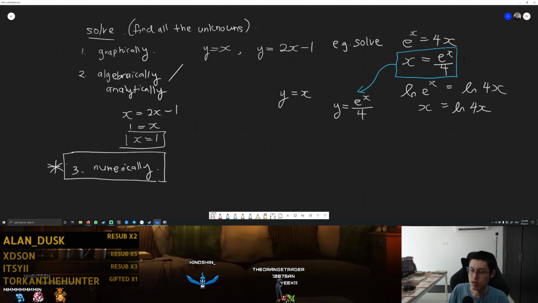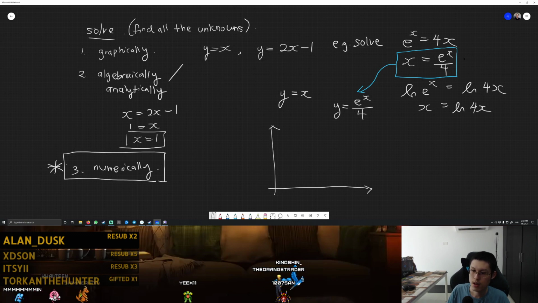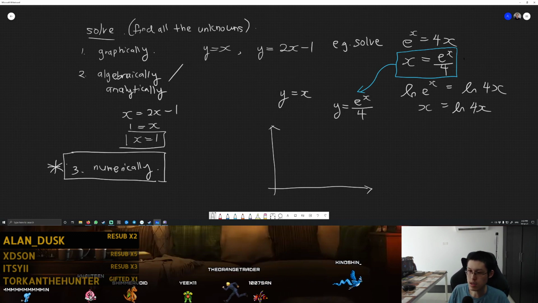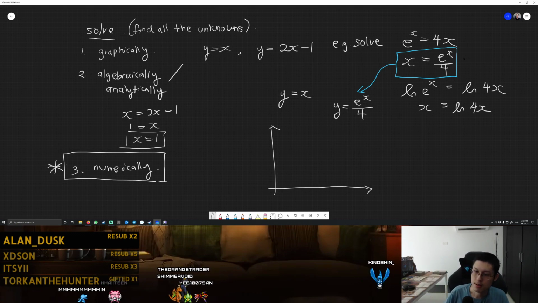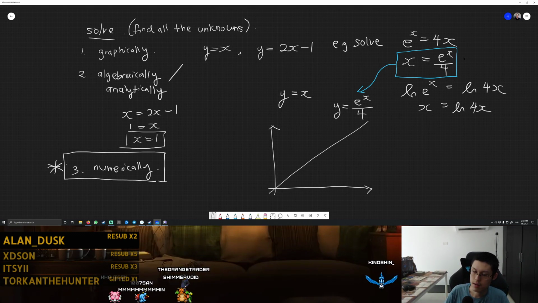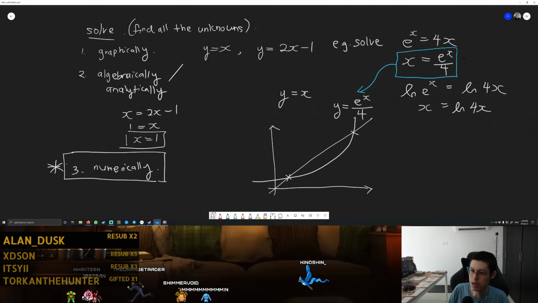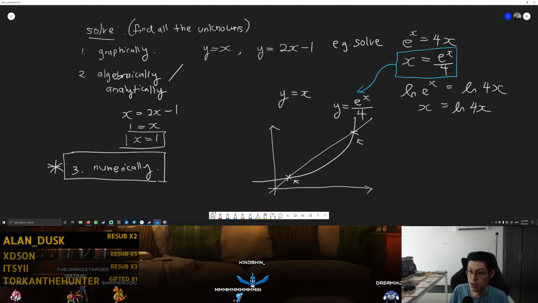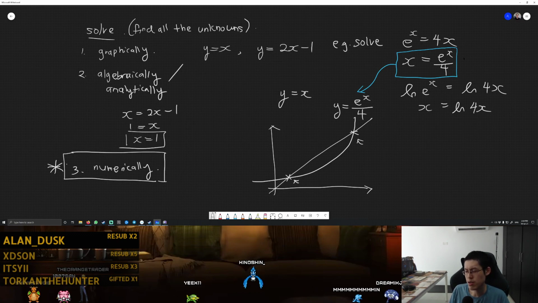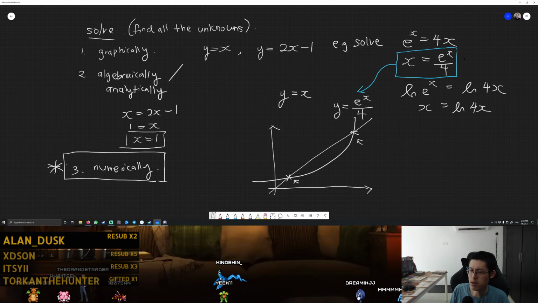So if you look at these, you actually have two separate equations, right? Imagine if I draw a graph. You don't have to draw a graph in the exam, by the way. This is just to help you visualize what's happening. y equals x is just a straight line that passes through the origin, and e to the x over 4 looks something like this. If you can work out what the points of intersection are, you can work out what the values of x are, so you would have solved for x. But you might be wondering, wait, if you're drawing a graph, wouldn't that be solving graphically? How are you supposed to solve it numerically?